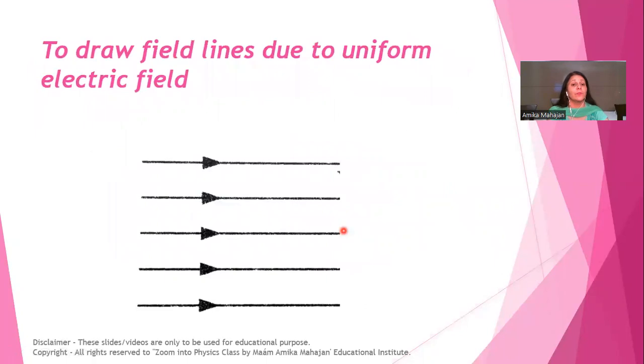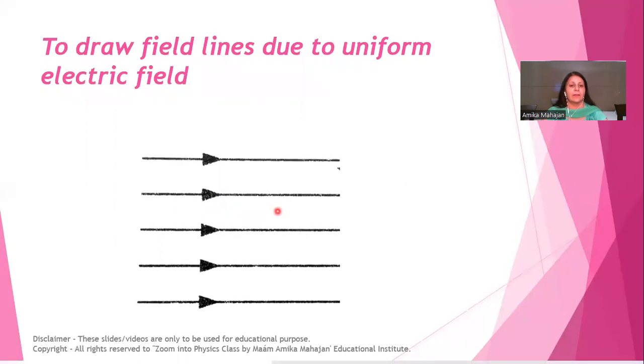Now in case of a uniform electric field, lines will be equidistant and parallel, and arrows will be drawn from left to right. I consider the positive charge to be on the left side. So these will be electric field lines in case of a uniform electric field.